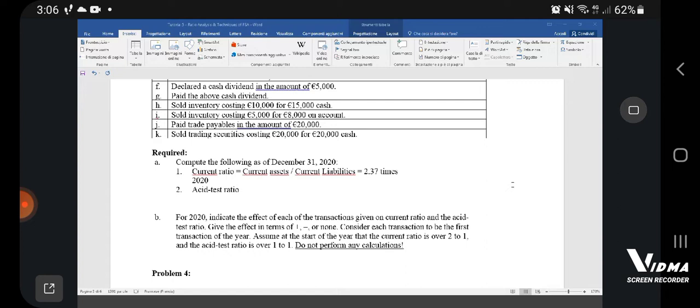And that means that it's not necessary for them to keep high values or high numbers in the items of the current assets. Okay, please keep this in mind whenever you try to analyze the companies.